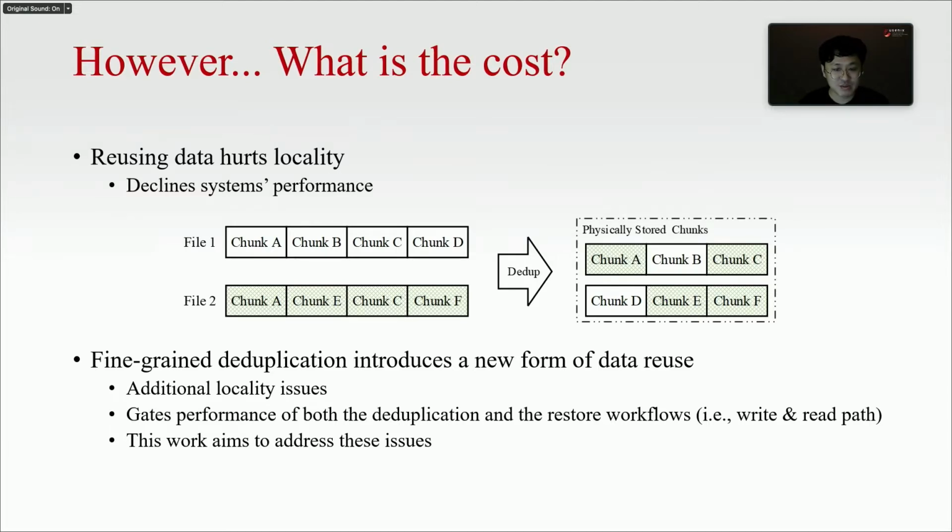And fine-grained deduplication introduces a new form of data reuse compared with chunk-level deduplication. It is data encoding on similar chunks. Therefore, fine-grained deduplication introduces additional locality issues, and it will hurt the performance of the deduplication and the restore workflows. And in this work, we aim to address these additional issues.